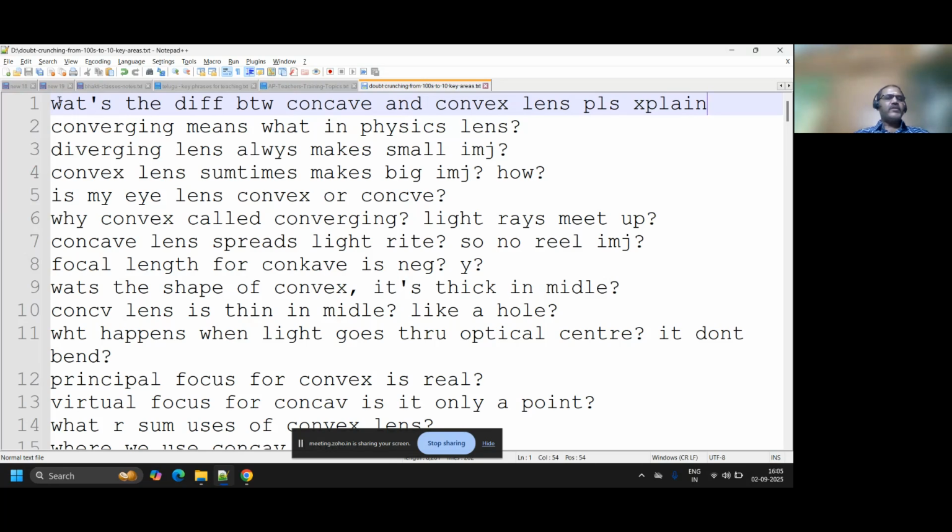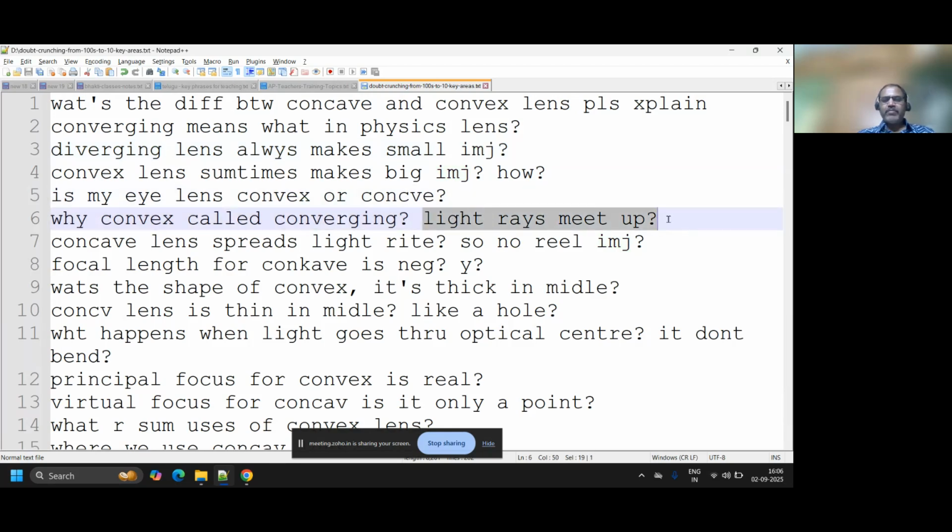You could see here, it is all acronyms or short forms. "Diff" for difference, "PTW", and "explain" is not typed as EXPLAIN. And this is "not convergent", meaning what in physics lens. Imagine convex and concave lens. And when people are asking doubts, instead of image, they will simply say IMJ.